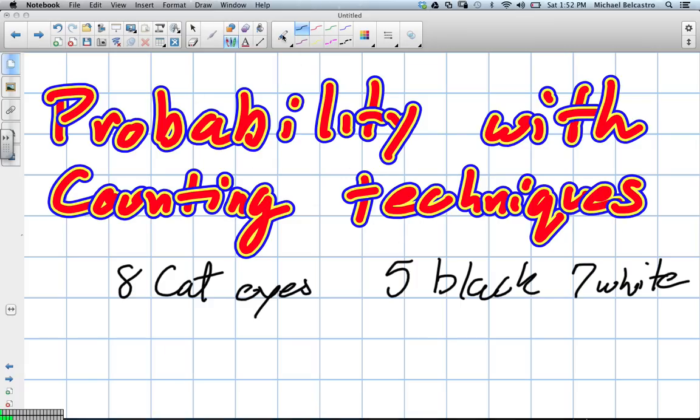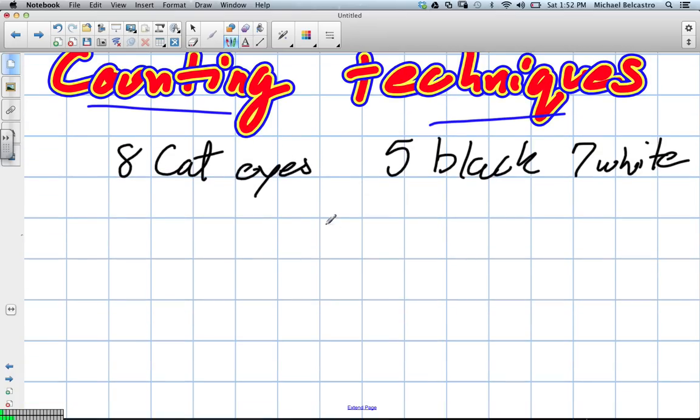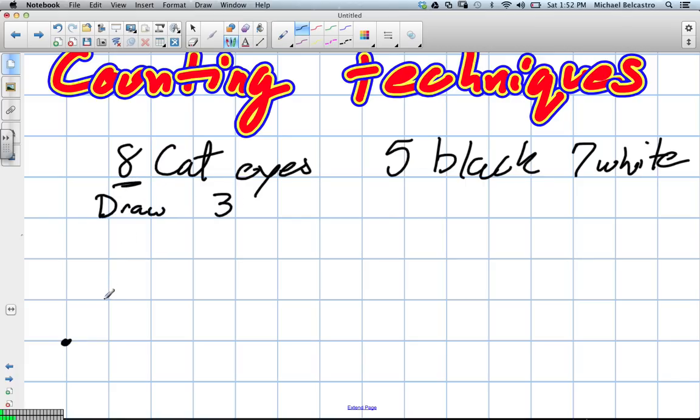Okay, looking at probability with counting techniques, which a lot of times to make this simple, we use tree diagrams. The first question they asked us was just what would the probability be of drawing 3. So each time we're going to draw 3 in this experiment, and all 3 of them being cat eyes. So we just took the probabilities of the events, right? Because there's a total of 20.